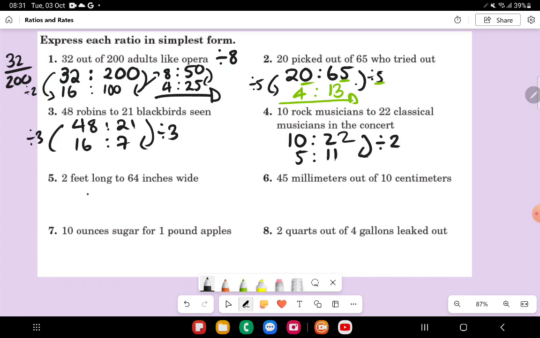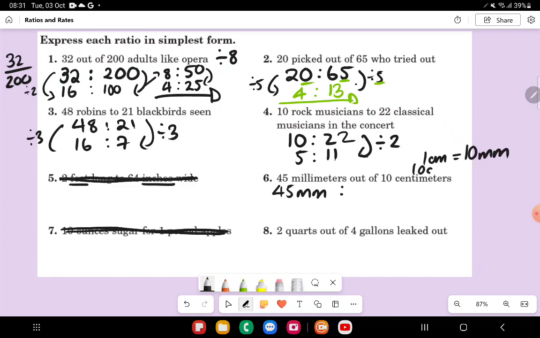2 to 64. Okay, this one is different because they're using feet and inches. So I'm going to remove that because those are not units of measure that we use. Again, ounces and pounds, we don't use that one. Millimeters and centimeters, we do use that one. So 45 millimeters out of 10 centimeters. 1 centimeter is 10 millimeters. So 10 centimeters will be 100 millimeters. So it's 45 to 100 millimeters.